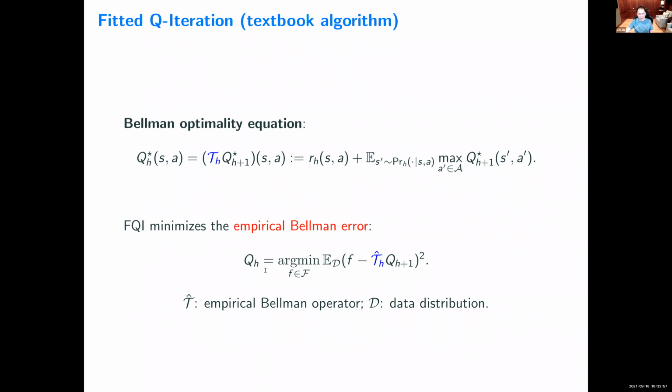What they do is dynamic programming. We start from the very last step, where the value at step h+1 is always just 0. Then we minimize the Bellman error for each step. So the Q value I pick for step h is the argmin over the value function in the function class. Sorry, I should have a subscript h here. I take the expectation over the data and look at the Bellman error, that is, my value function minus the empirical Bellman operator. That is basically the Bellman operator, but with the expectation replaced by the sample average of the next value.